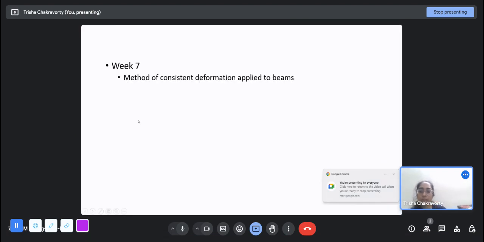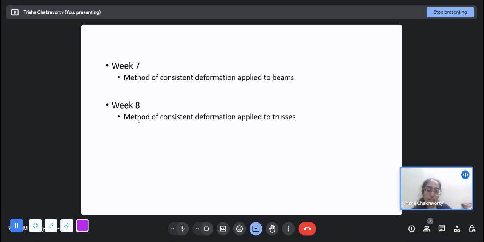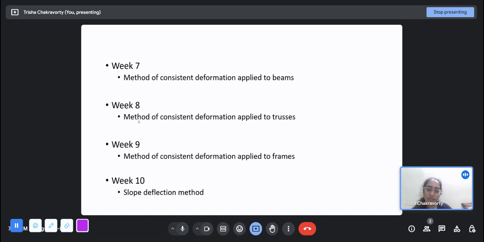In week 7, we looked at method of consistent deformations applied to beams. In week 8, we looked at method of consistent deformation applied to trusses, and week 9 to frames. And this time, today, week 10, we will look at the slope deflection method.